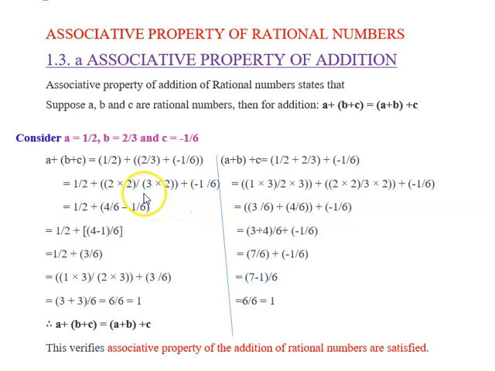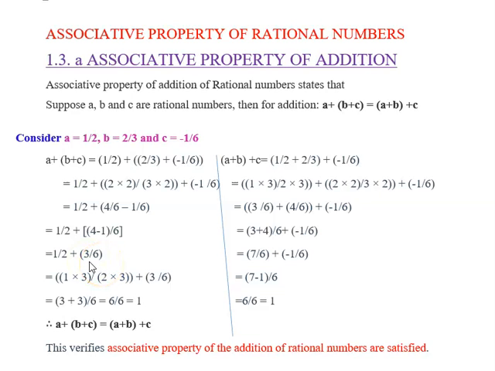To make the denominator common, we are multiplying B value with 2 on the numerator and 2 on the denominator. So 2 times 2 divided by 3 times 2, that is 4 divided by 6. Now plus times minus will become minus, so that is minus 1 divided by 6. Now the denominator 6 is common, so we are subtracting the numerators, that is 4 minus 1. So we'll get 3 divided by 6.